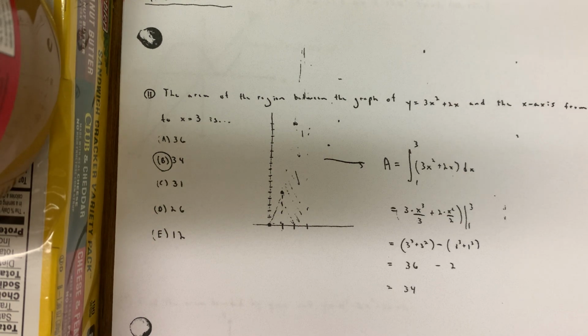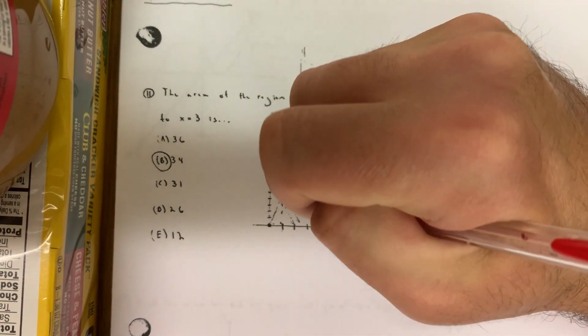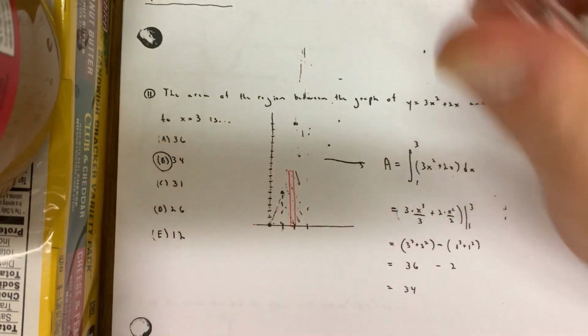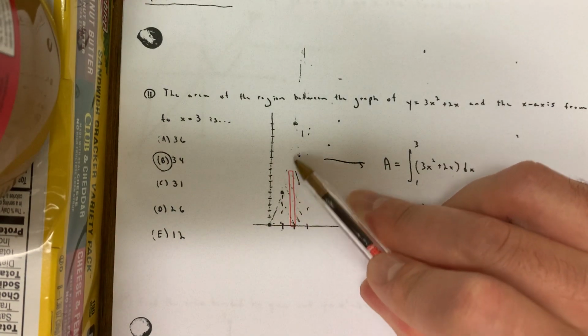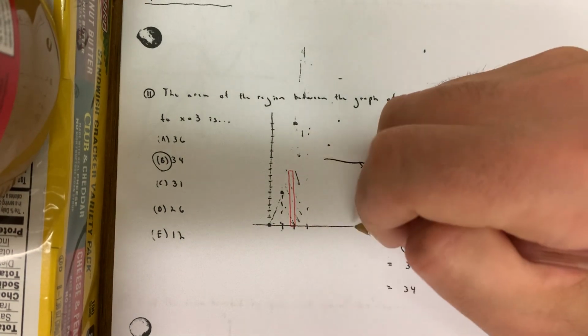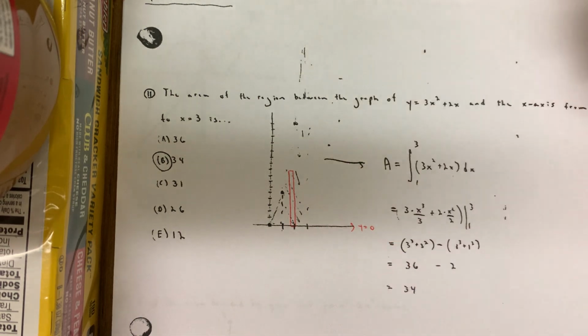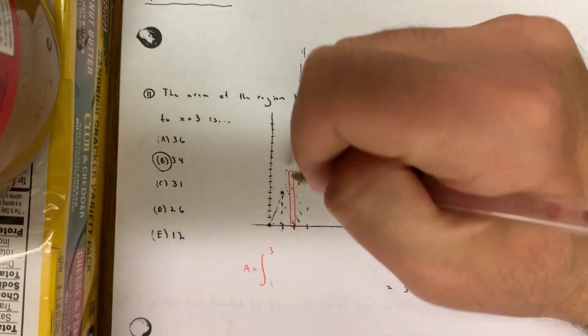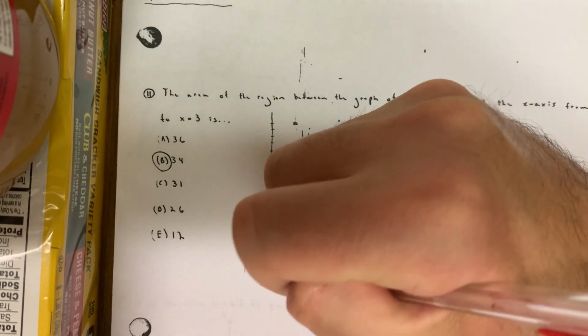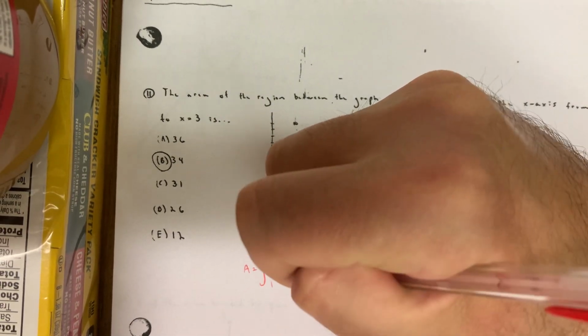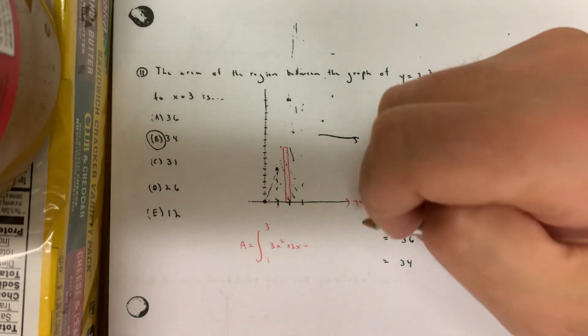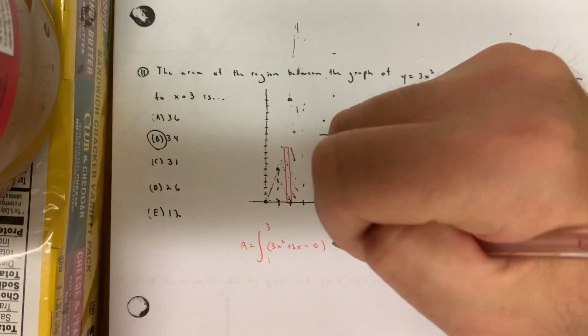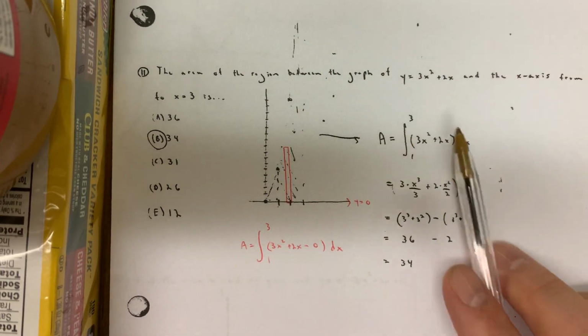Technically, if you draw a rectangle, you'll see that the upper function is always going to be y equals 3x squared plus 2x. The lower function is actually always going to be y equals 0. So you could have said area is equal to the integral from 1 to 3 of the upper function, which is 3x squared plus 2x, whatever y equals, minus the lower function, which is just 0, with respect to x. You'll see it's the same thing as what we have here.